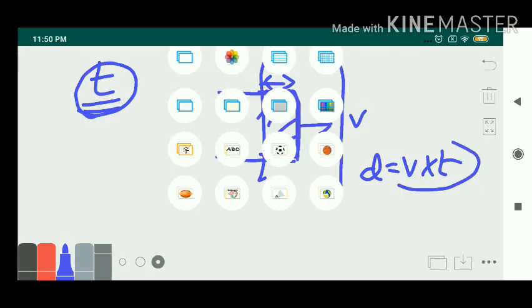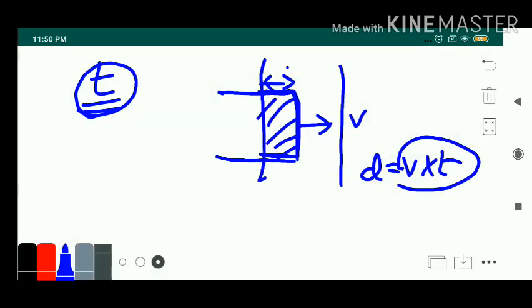So in time t, this much distance would have been traveled, right? So this much distance is vt. So the distance of the coil which is inside the field during this time interval t is vt. Clear? This much is very easy to understand.